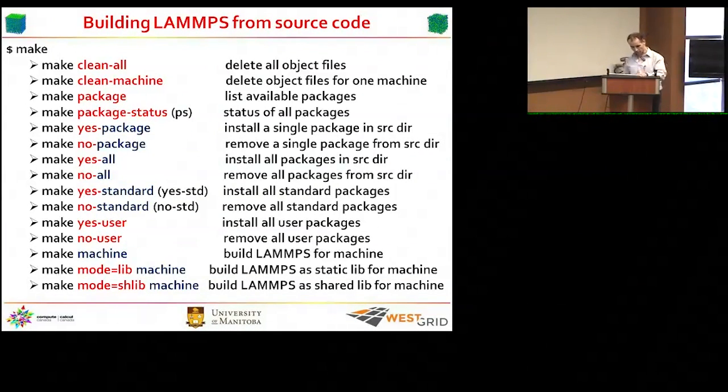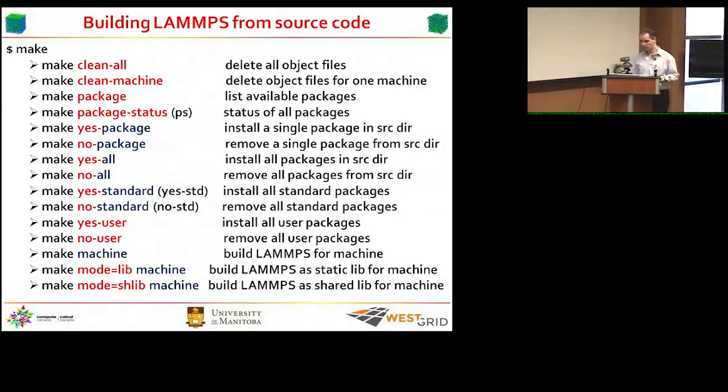I just put here some of the options. There are more. For example, make clean all: if you already started to build and you want to remove all the object files, just type make clean all. If you build for one machine, for example OpenMP or MPI, make clean MPI will remove the objects related to this.